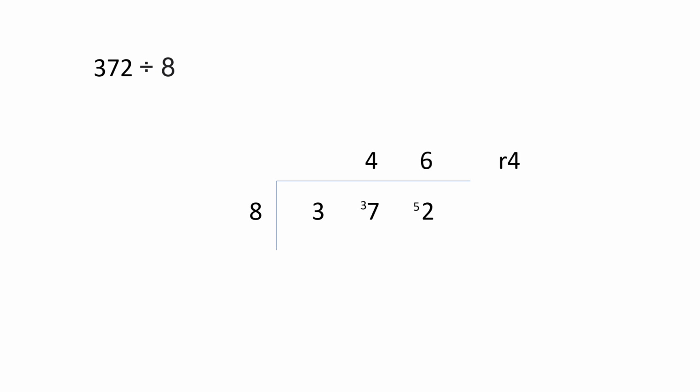So you put 4 above it, and then you carry over the 5 from 37, which you didn't use. How many 8's go into 52? Well, that would be 6, leaving a remainder of 4, and then because there's no numbers to carry it over to, you have the answer 46, remainder 4, R4.